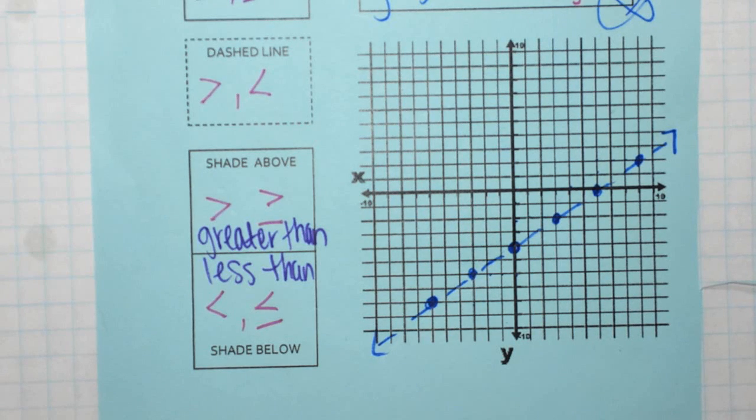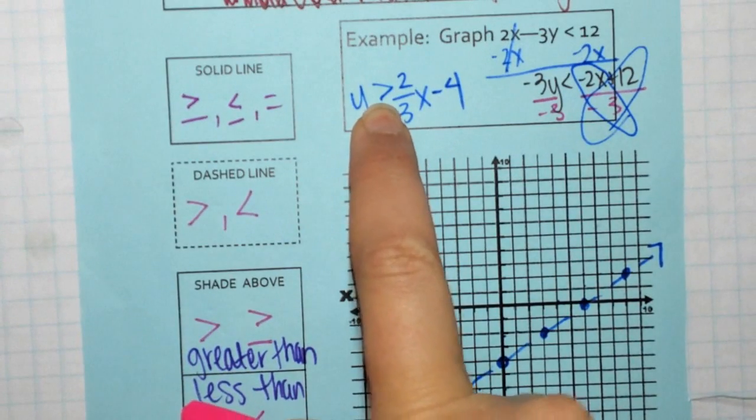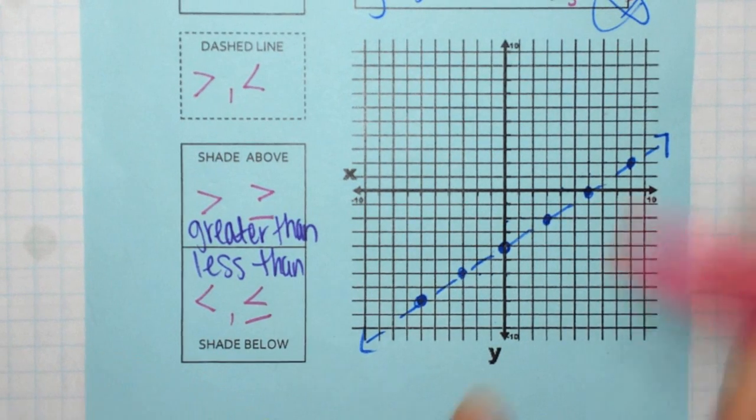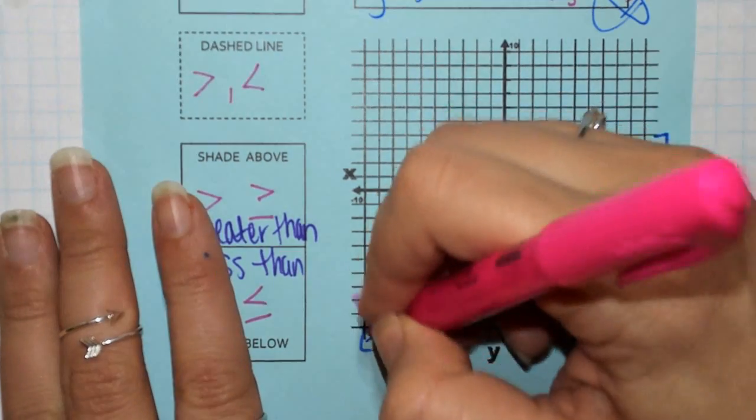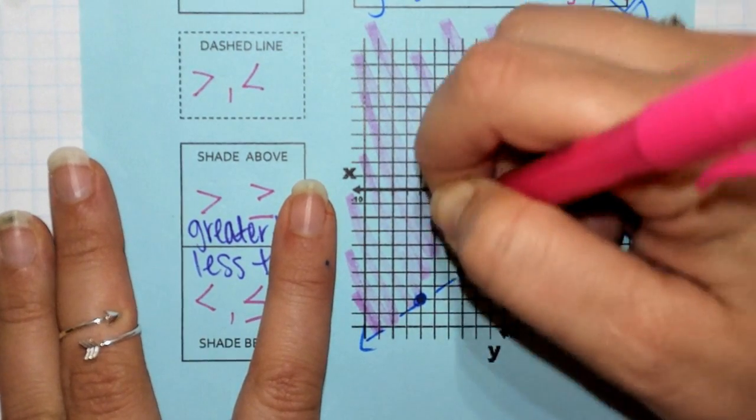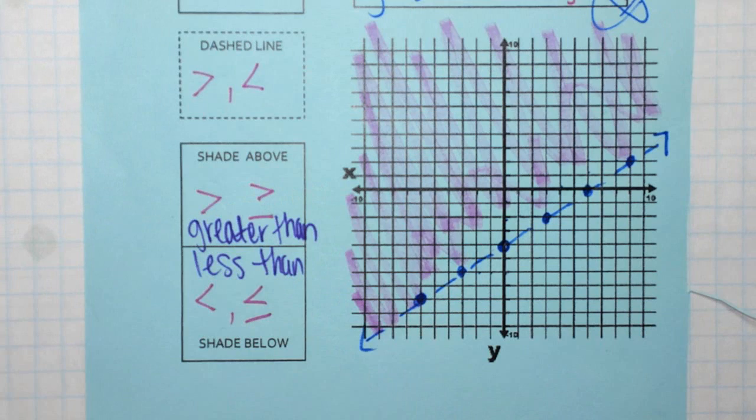Step 4 is to shade. So we've solved, we've graphed, we chose a solid or dashed line. Now we're going to shade. Now, greater than, do we shade above or below the line? Above. So you go to the line and you literally shade everywhere above. And then you're done.